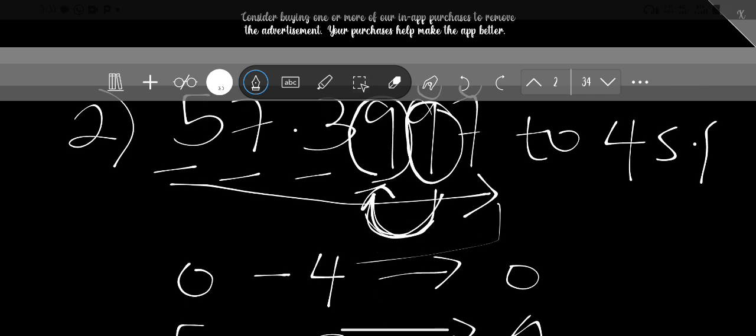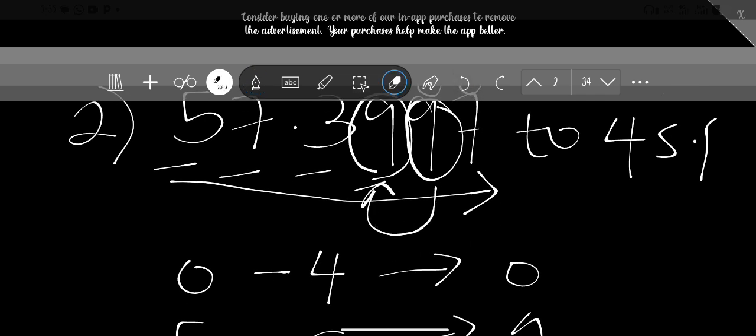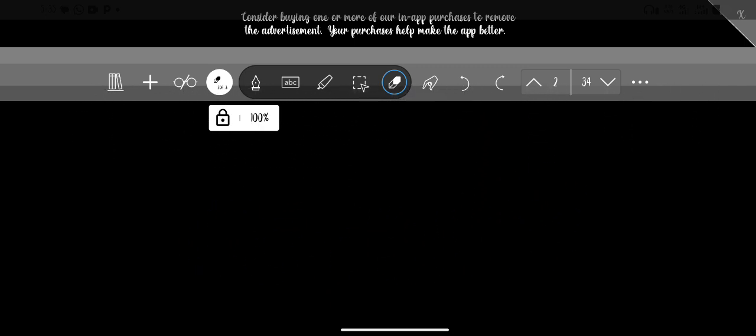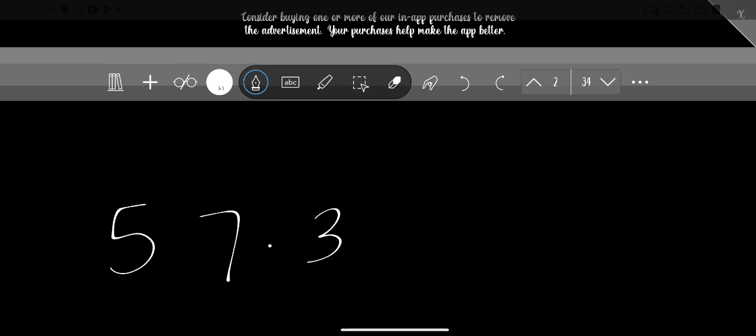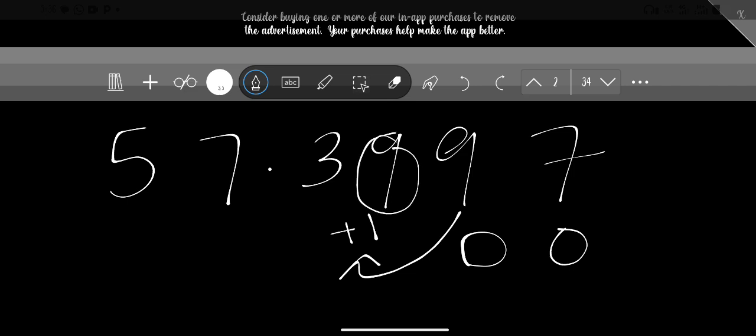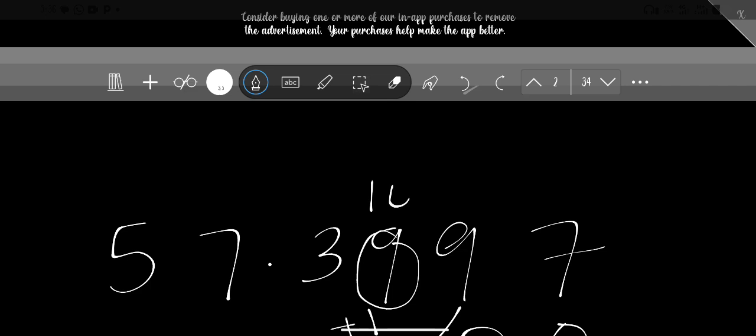I'm going to do that quickly so that we can see it. Let me just erase this. So we have 57.3997. This is what is happening here. This turns to 0, and this turns to 0. Now give this 9 a plus 1, so that it turns to 10. 9 plus 1 is 10.